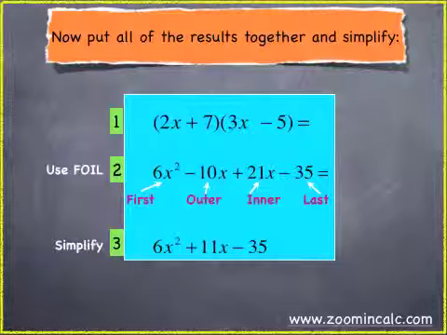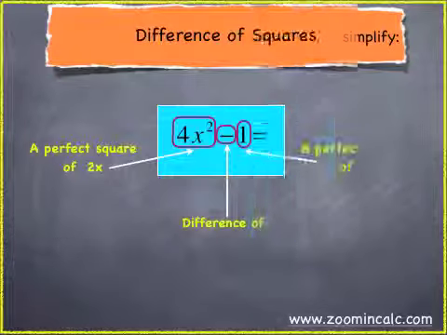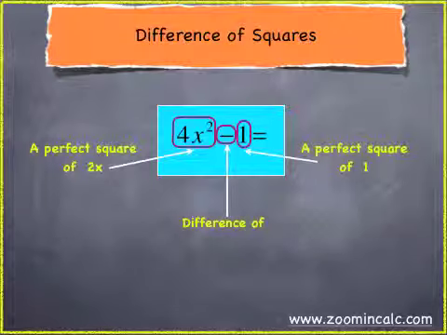In this case, the outer and the inner terms are minus 10x and 21x. And since they are like terms, right, both of them have only an x in them, so they have that in common. You simply add them, and 21 minus 10 is 11, so you get the result in 3. And so that was FOIL.